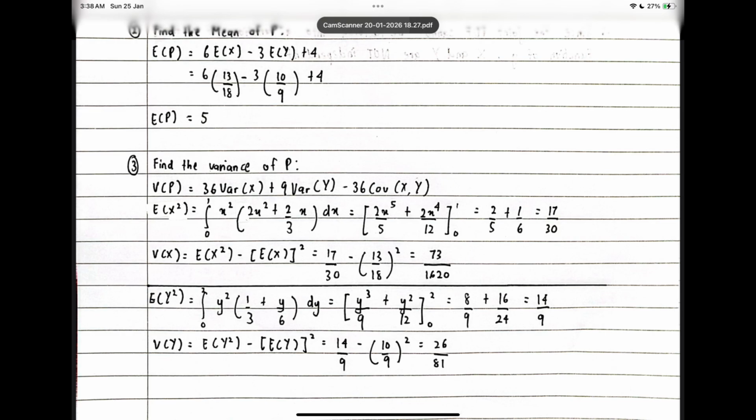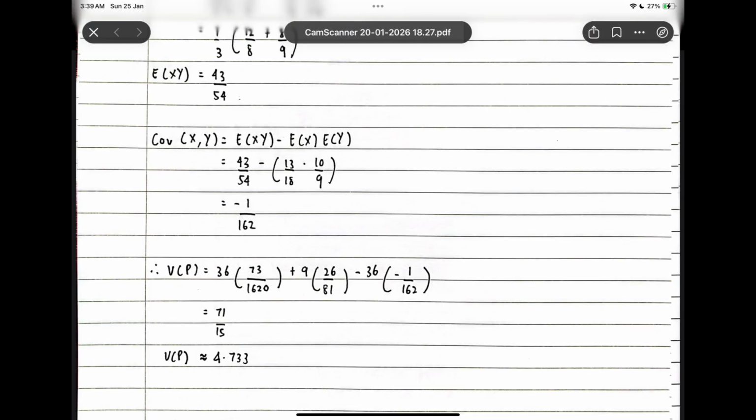So this is for E(x), which is 13/18. For E(y), it is 10/9. For E(P) equals 5. For E(x squared), it is 17/30. For variance of x, it equals 73/1620. For E(y squared) equals 14/9. For variance of y equals 26/81.